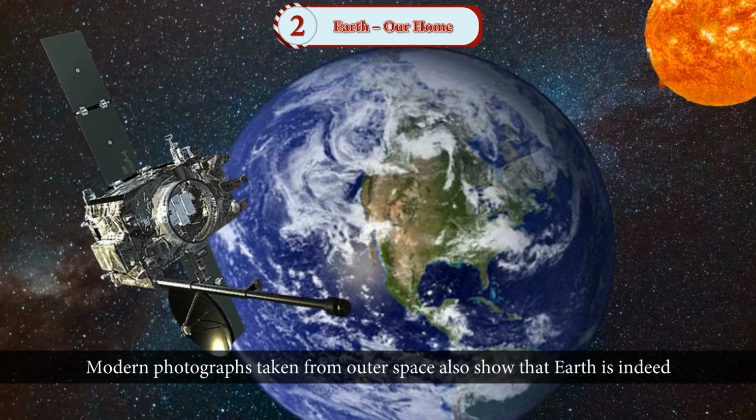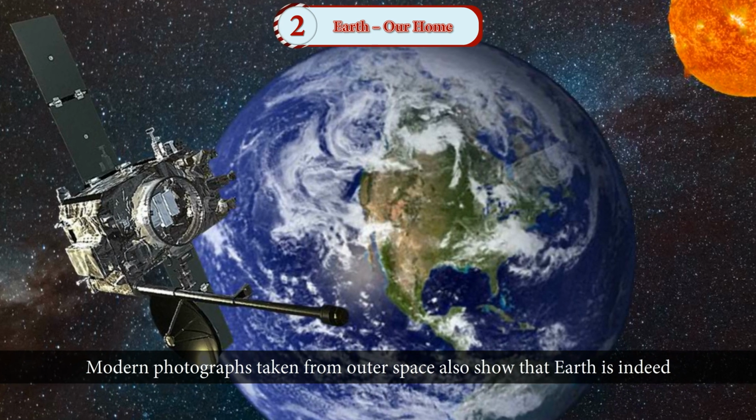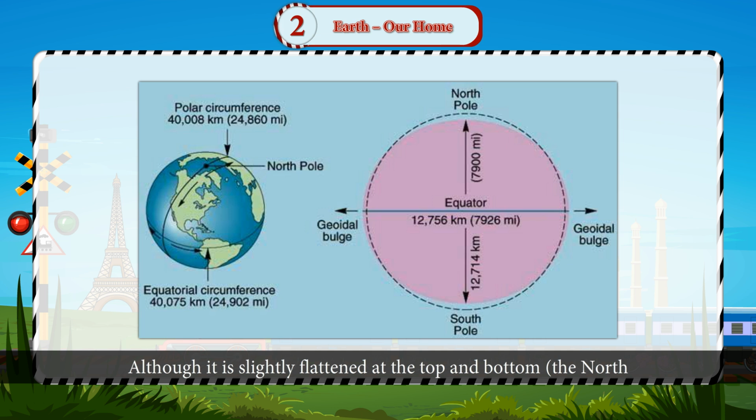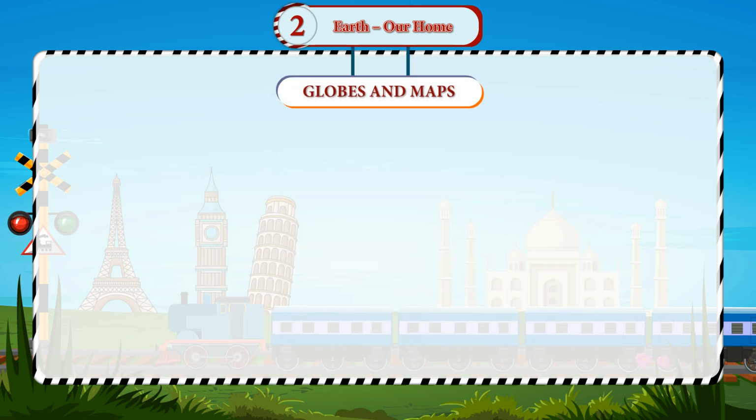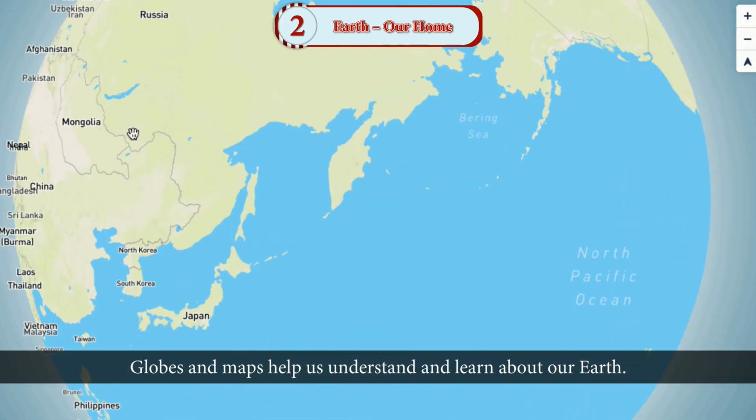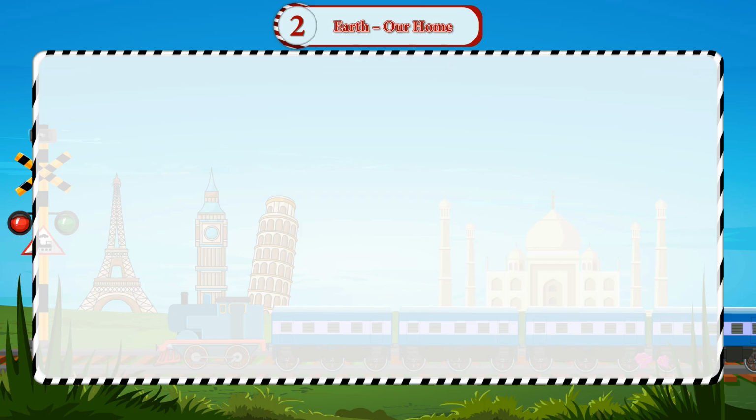Modern photographs taken from outer space also show that Earth is indeed shaped like a sphere. Although it is slightly flattened at the top and bottom, the north and south poles, it is still commonly referred to as round. Globes and maps. Globes and maps help us to understand and learn about our Earth.